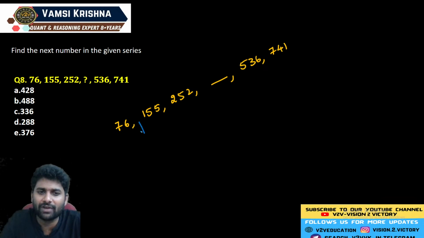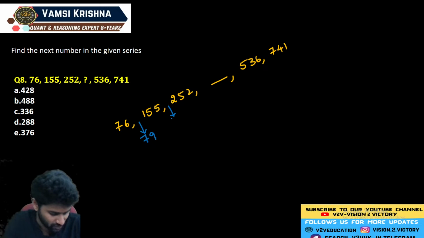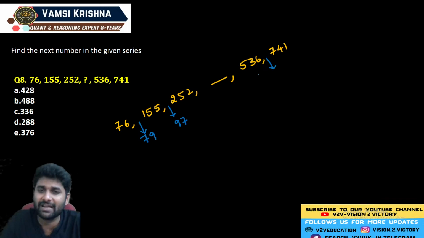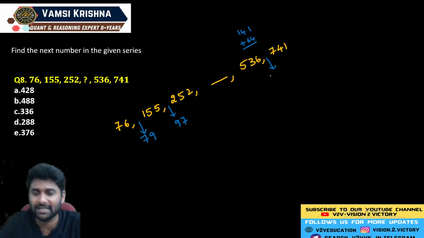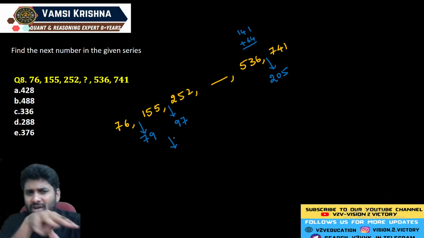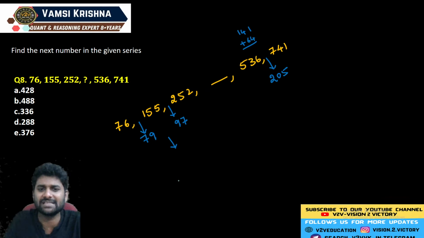Now see 76 and 155. It's a difference of 79 units. 155 and 252, it's a difference of exactly 97 units. The same way 536 and 741, guys. If you add 64, it becomes 600, right? So 600 means 141 is extra. So here the total difference is exactly equal to 205. Now next, see 79 and 97. Because we are unable to recognize what kind of series it is, again we go through the next difference. It's a difference of 18. So what about the next difference? Then only you will get these differences, guys.